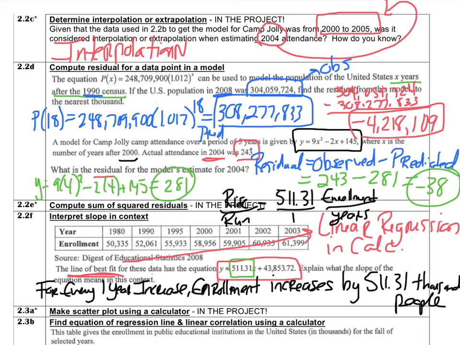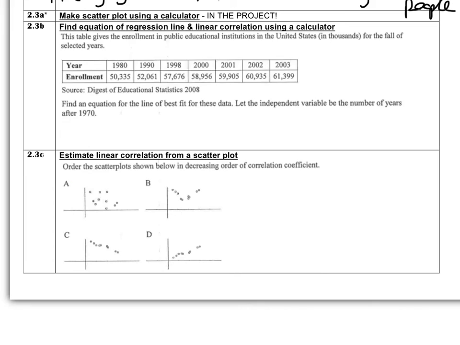Now 2.3a, make a scatter plot using a calculator, will also be covered within the project. 2.3b, find an equation of the regression line and the linear correlation using a calculator. So again, we're back to the public education institutions enrollment in thousands for the various years here. Here again, find the equation for the line of best fit. So line of best fit means in the calculator do linear regression. Be careful, remember they said the number of years is after 1970.